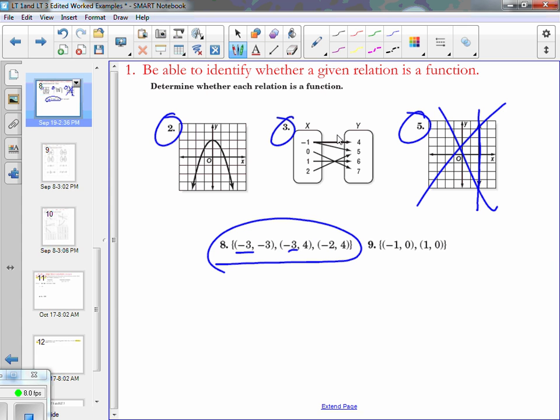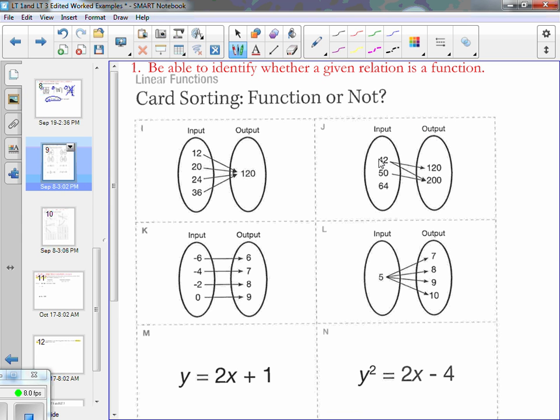Ooh, good catch, Hannah. I didn't even see the multiple arrows. So, y'all with me? You see the mistake I was making? Okay, so that one's not a function because 42 goes with the 120 and with the 200s, used twice. What about K? Function. L. Yeah, not even close, right?